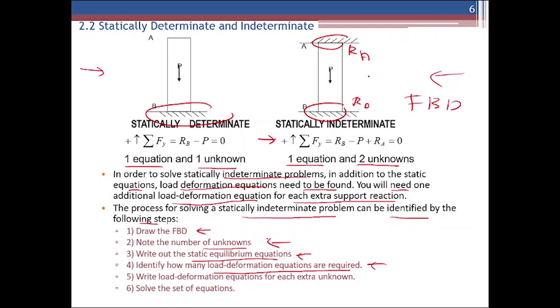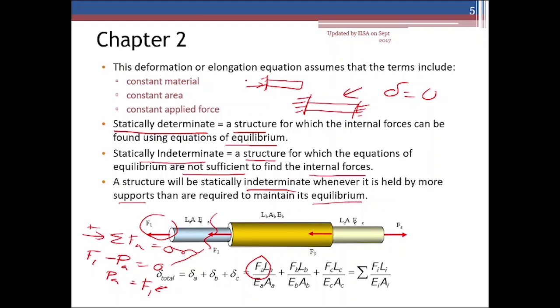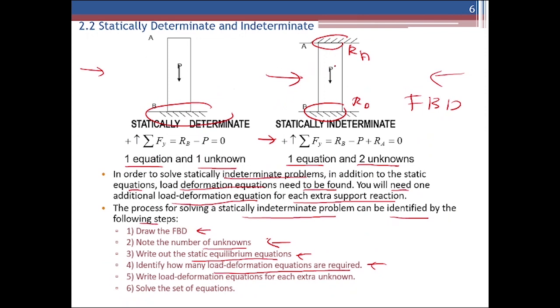And then the fourth step, identify how many load deformation equations are required. Over here, you can see we only have one structure. How many load deformation equations required? We can see from the previous slide. If we have constant material, constant area, and constant applied force, over here we have all three, so only one load deformation equation is required. So we will have delta AB equal to PAB times LAB over AAB and EAB, right? Because it is statically indeterminate, it is equal to zero.